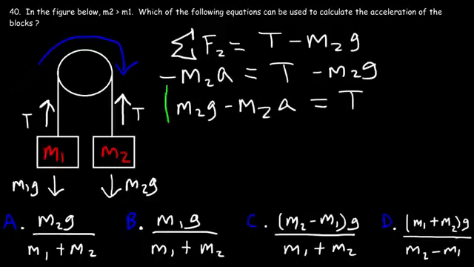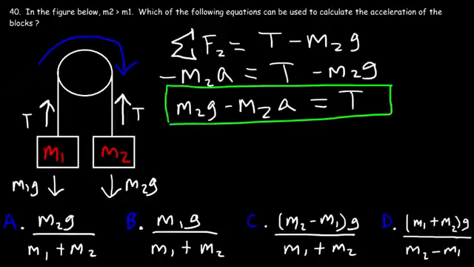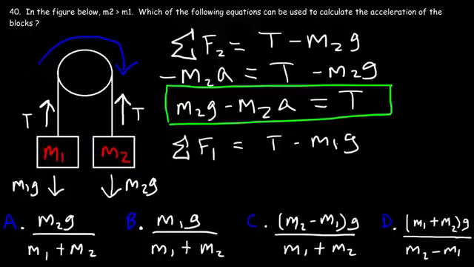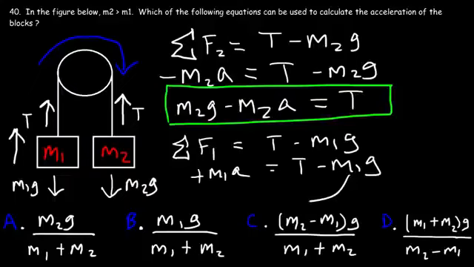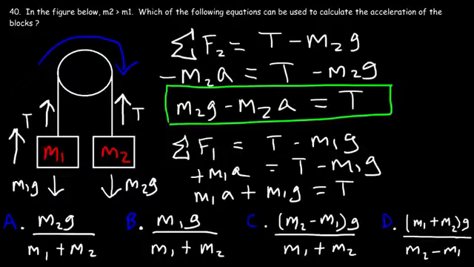Now let's do the same for the other block. The net force acting on block 1 is going to be the upward tension force minus the downward weight force m1g. Now block 1 is actually moving in the positive y direction. So the net force is going to be positive m1a as opposed to negative m1a. So therefore, if we take this term and move it to that side, the tension force is the sum of the net force plus the weight force acting on block 1. So here's the second equation that we need.